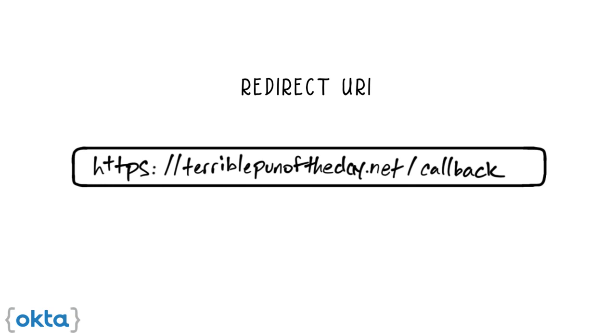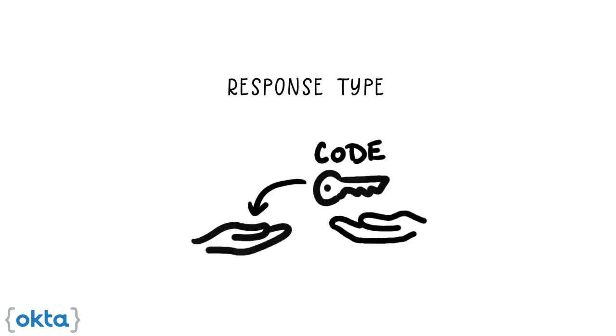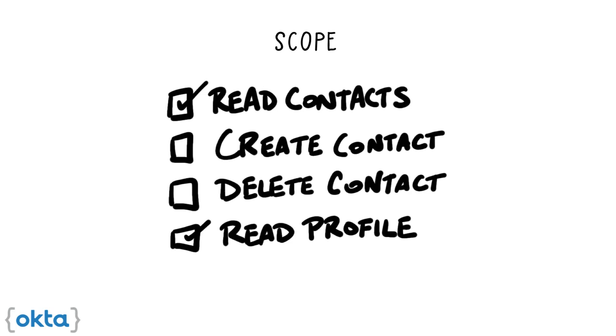The redirect URI. This is the URL the authorization server will redirect the resource owner back to after granting permission to the client. This is sometimes referred to as the callback URL. Response type. The type of information the client expects to receive. The most common response type is code, where the client expects to receive an authorization code. Scope. These are the granular permissions the client wants, such as access to data or to perform actions.